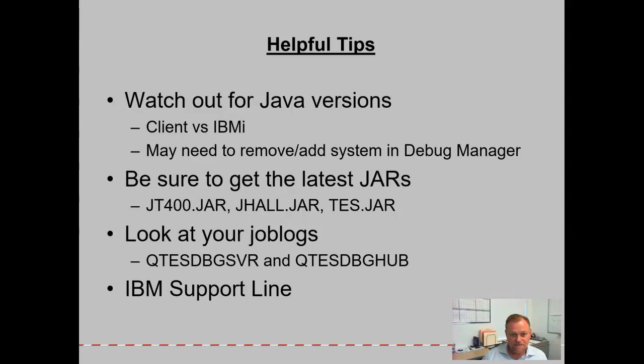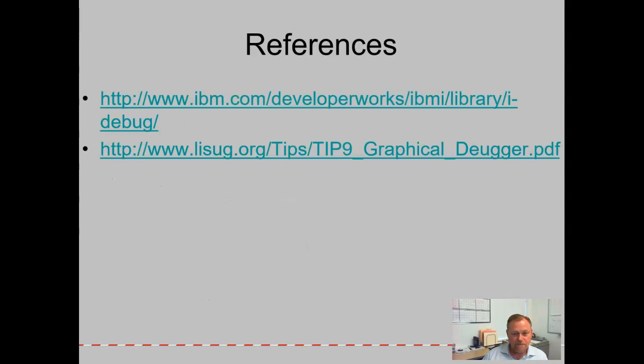Here's some helpful tips. Watch out for your Java versions. Be sure to get the latest jars. Pull those from your IFS. If you do have problems with the JHAL, you can shoot me an email and I will give you a copy of what I have. Look at your job logs if you have any problems. And obviously there's the IBM support line.